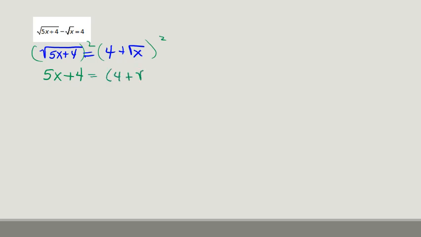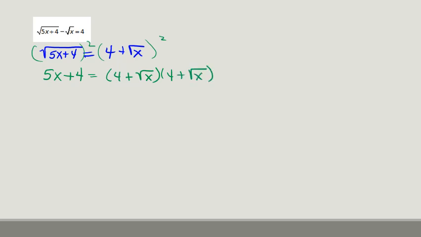Right? And our last example, notice in this case we have 2 radicals, so I'm going to move 1 to one side and 1 to the other. So I'm going to get the square root of 5x plus 4 equals 4, and I'm going to add the square root of x. So now I'm going to square both sides. When I do that, I'm going to get 5x plus 4 equals 4 plus root x times 4 plus root x.